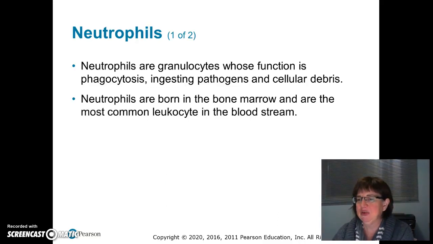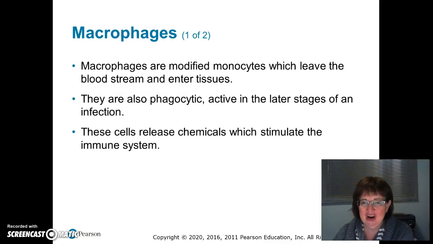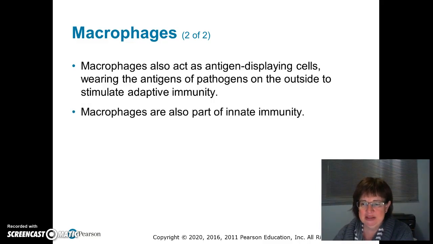Neutrophils are specialized white blood cells that will ingest pathogens and cellular debris. They are the first ones to go and clean up the site. And then after that are larger ones called macrophages. Macrophages will then leave the bloodstream, go through the blood vessels, and go into an area to continue with the cleanup. And when you have too much of them, you get pus.